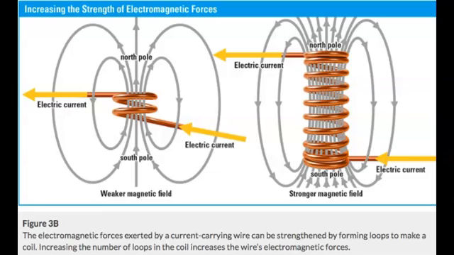Next page. This is the text for underneath figure 3b. The electromagnetic forces exerted by a current-carrying wire can be strengthened by forming loops to make a coil. Increasing the number of loops in the coil increases the wire's electromagnetic blank, number 9.